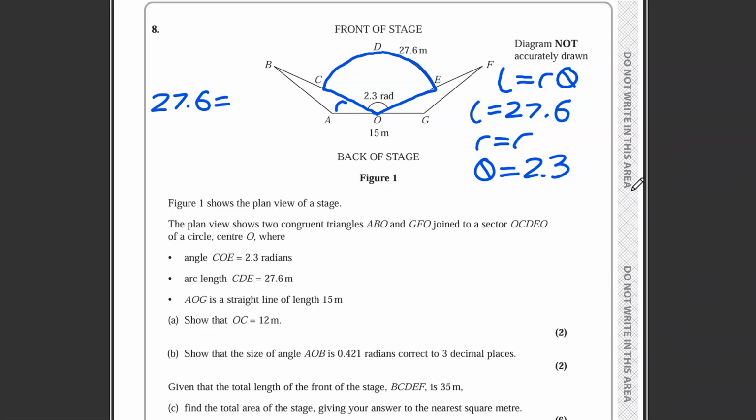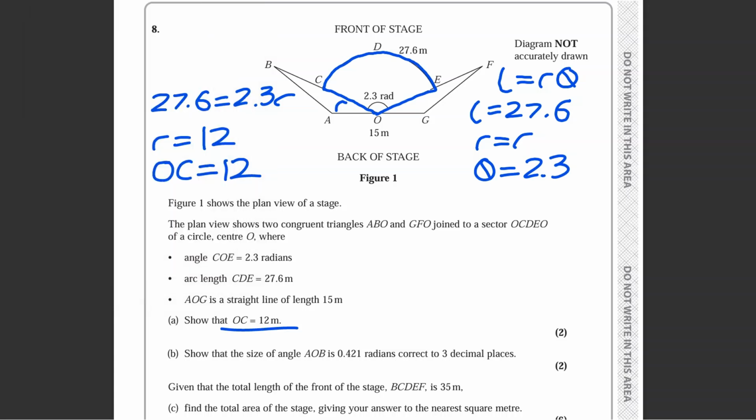We know theta is 2.3, so this is going to be 2.3R. Then divide both sides by 2.3, so we get that R is equal to, when you put this into a calculator, 12. So R is equal to 12, and as R is OC, this means that OC is also equal to 12, and this is what we need to prove here. To get the 2 marks, you get the first mark for showing this formula here and plugging in the values, and you get the second mark for showing it's equal to 12.